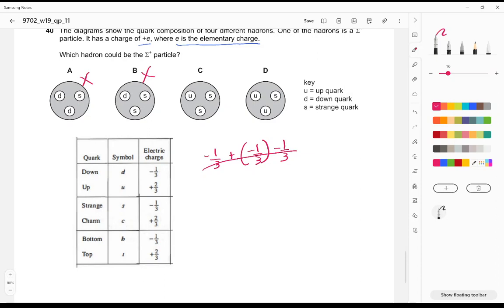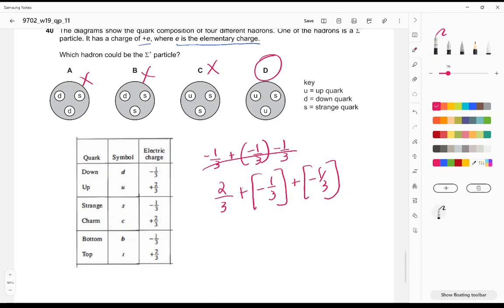Up is plus 2 over 3. So 2 over 3 plus S, which is minus 1 over 3, and we have another minus 1 over 3. So this is zero charge, so this cannot be true as well. So we are left with option D.